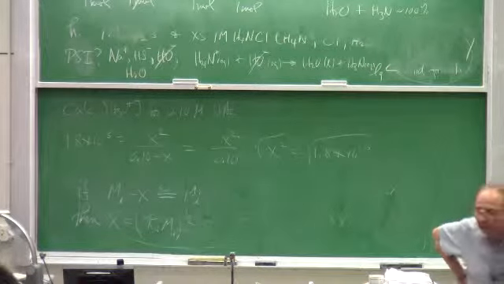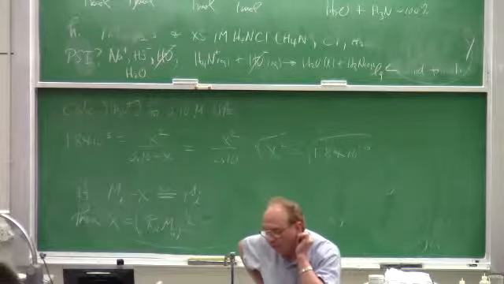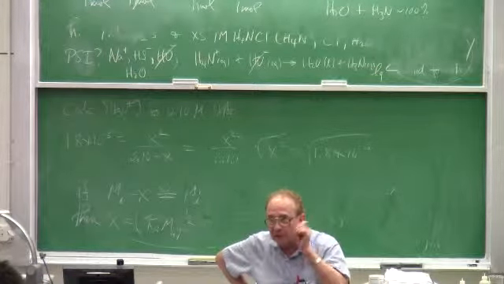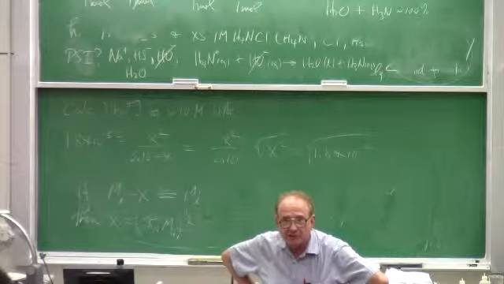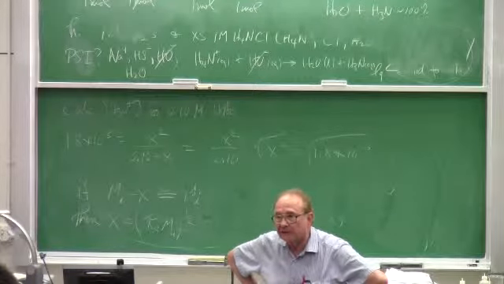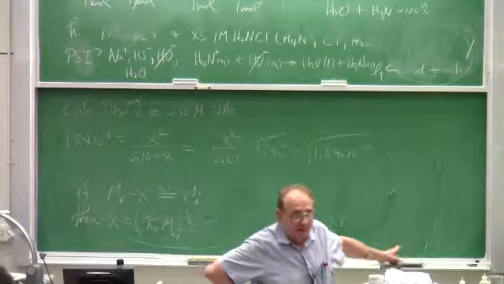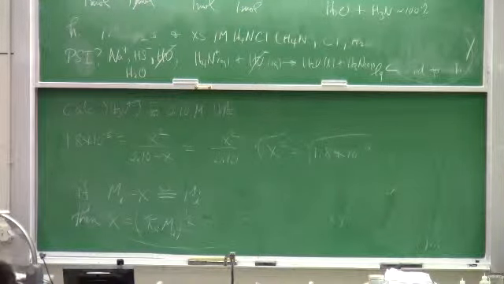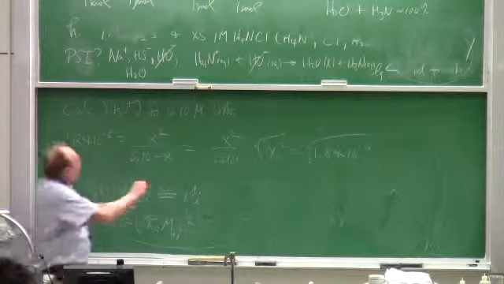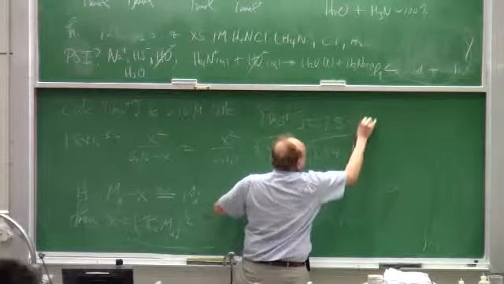What's 13 squared? 169. What's 14 squared? 196. 13 squared, let's move the decimal point, 1.3. That gives me 1.7, doesn't it? 14 squared, 196. Let's take that to 2 sig figs and move the decimal. I get 2.0. Which of these is closer to 1.8? 1.3 squared, isn't it? So guess what? I've just found out that by this arithmetic, for this solution, the hydronium ion molarity is 1.3 times 10 to the minus 3.